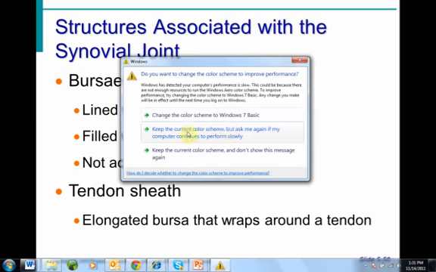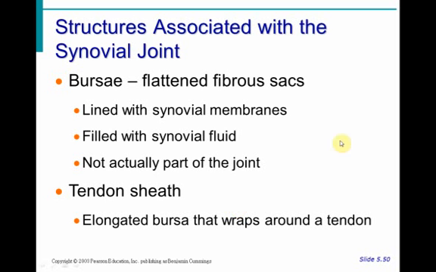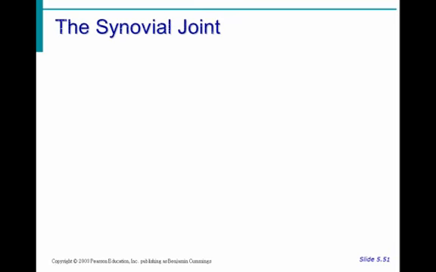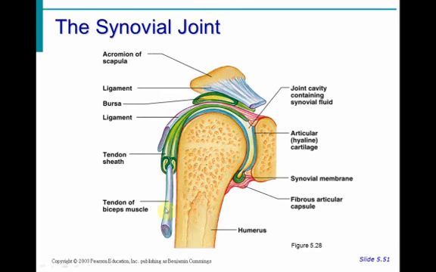Then we have the tendon sheath. The tendon sheath is an elongated bursa that wraps around a tendon. It's kind of a protective covering around the end of a tendon.